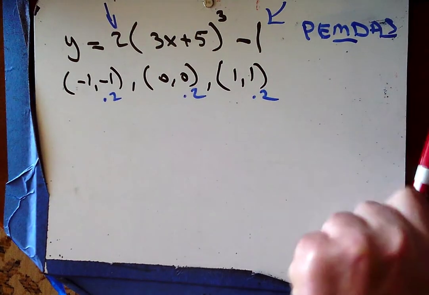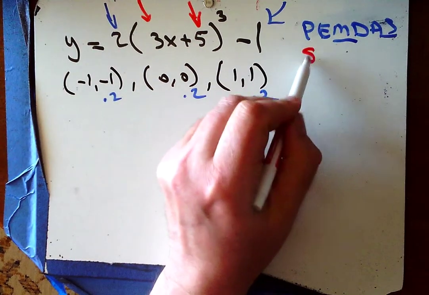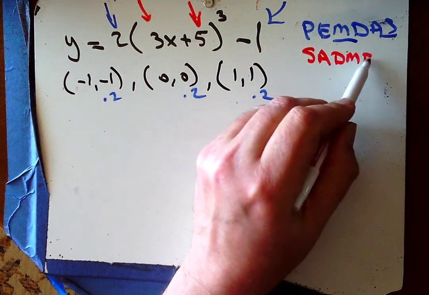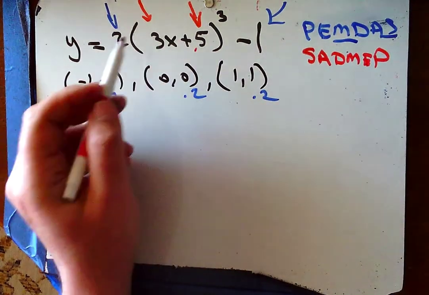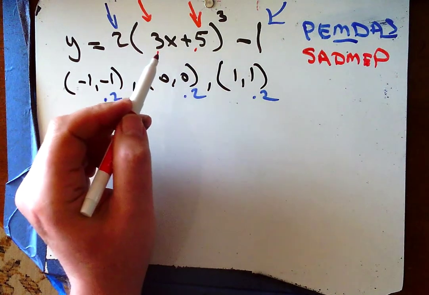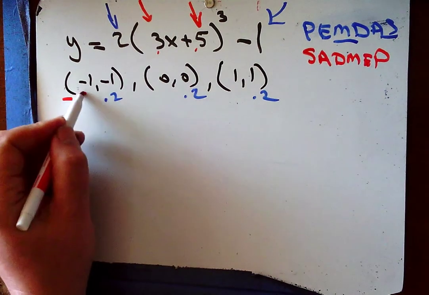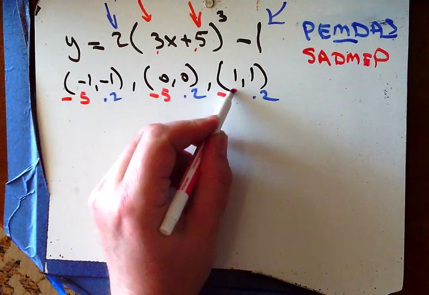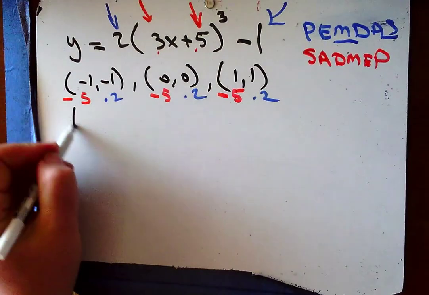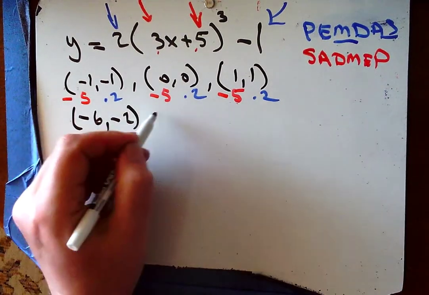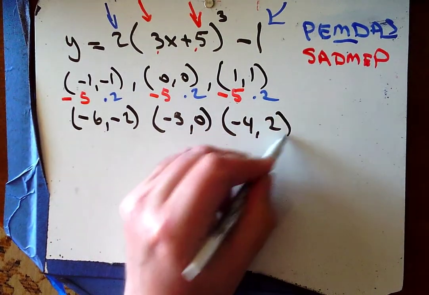Meanwhile, I see here 2 x transformations. I know inside is opposite land, and here's where I use SADMAP. And so I need to take care of this addition before I take care of this multiplication. Inside is opposite land, so when I see plus 5, I have to do minus 5. That will bring me to negative 6, negative 2, negative 5, 0, negative 4, 2.